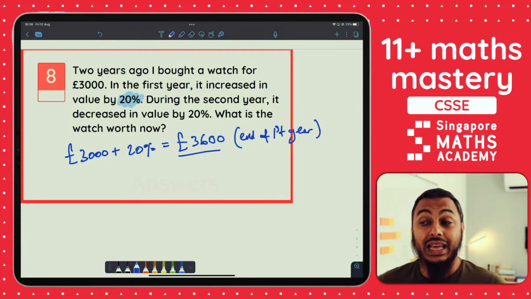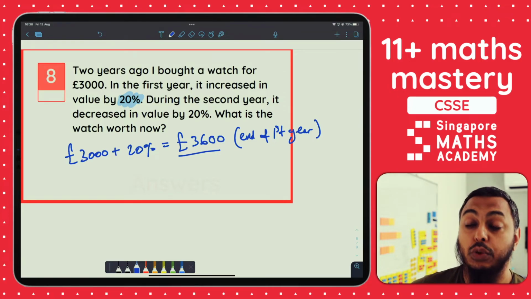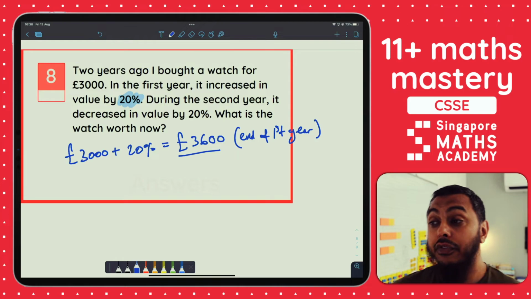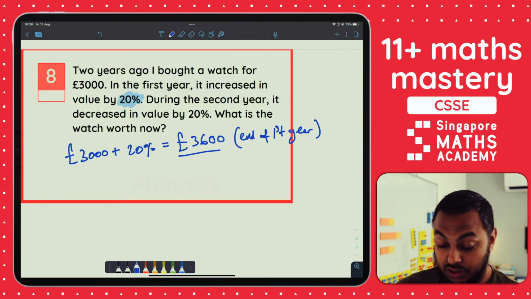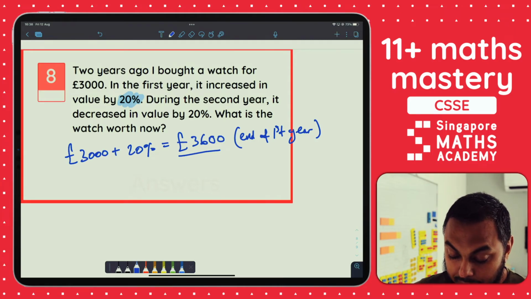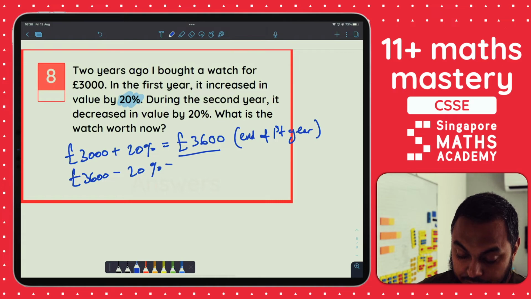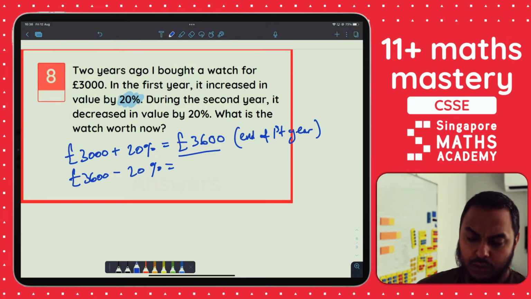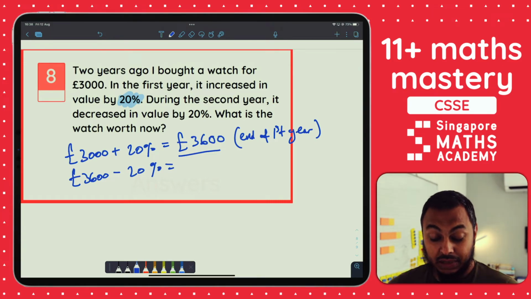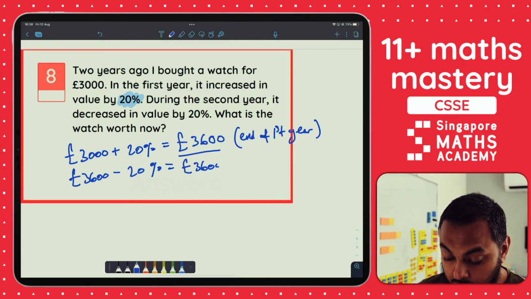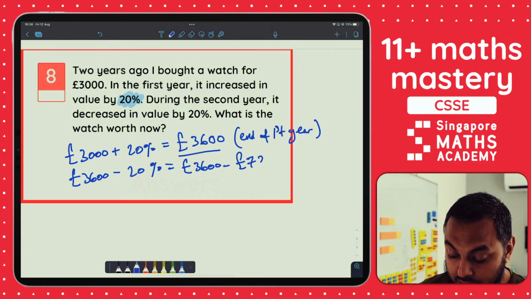Now from that year it is reduced by 20%. So it's not 20% of the original amount, it's 20% of the amount it's worth now, right? Which is 3,600. So 20% of 3,600, I'm going to take away 20% of that. So 10% is 360. 20% must be double that, £720.